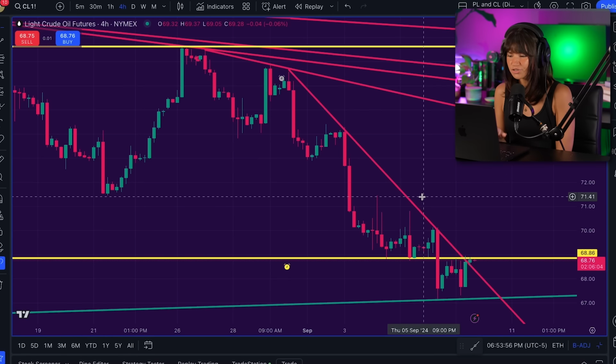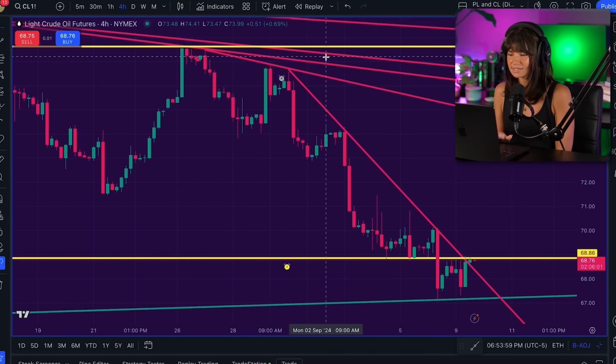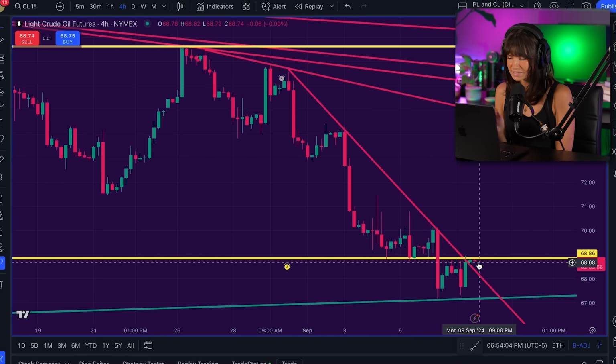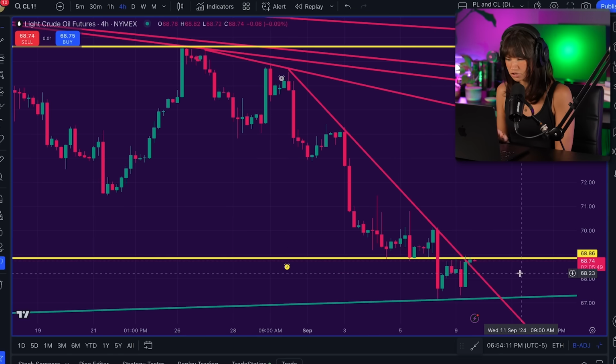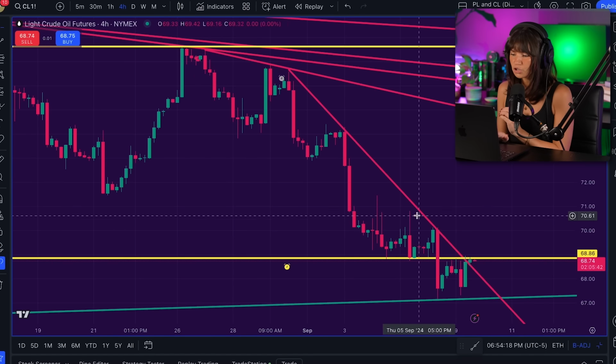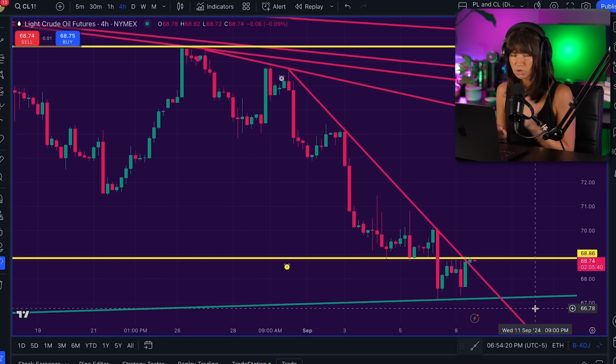I will usually take an entry once the price has broken this downward trend line, but since we are also at an area of resistance, I need double confirmation for this specific trade. So not only did I have an alert on this downward trend line, I even have an alert on this level here at 68.86. So as I am creating this video right now, I am waiting for the price to not only have broken this downward trend line, which it has, but also break this 68.86.